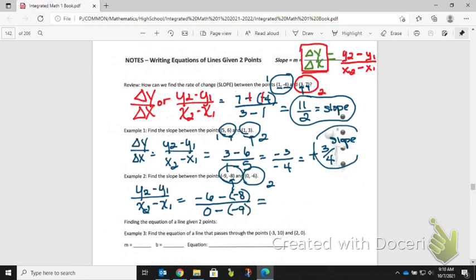Now we need to simplify a little bit. We cannot have a double negative, so we end up adding its opposite. Adding its opposite down here. So now when I simplify, -6 plus 8 is 2, and 0 plus 9 is 9. That is my slope. Okay.